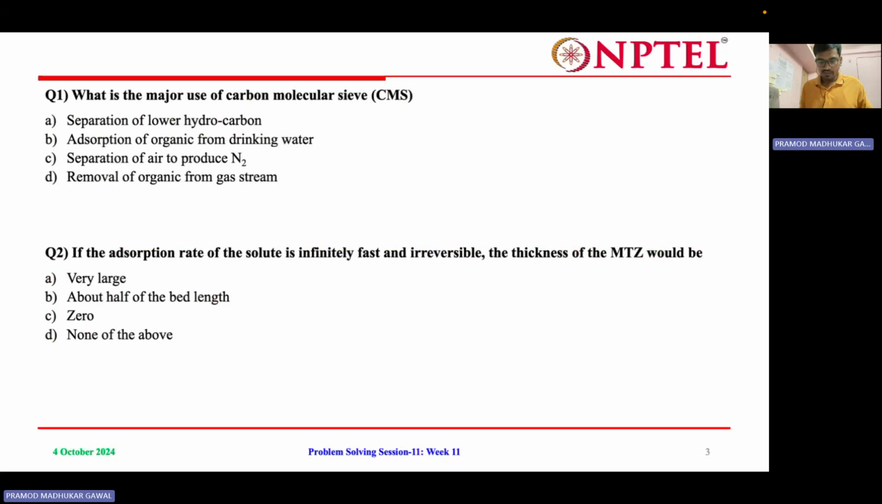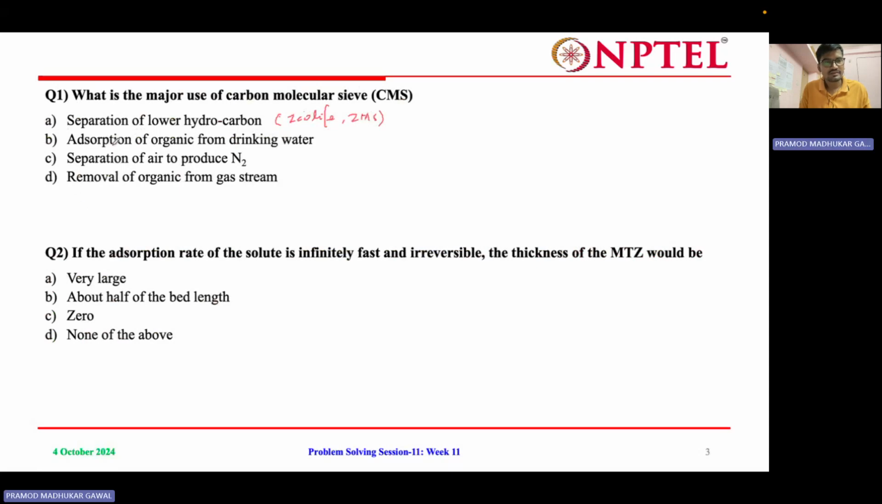Starting from MCQ one: what is the major use of carbon molecular sieves, CMS for short? So check the options. The separation of the lower hydrocarbons. Generally for the separation of the lower hydrocarbons, we use zeolite and ZMS. The full form of ZMS is zeolite molecular sieve.